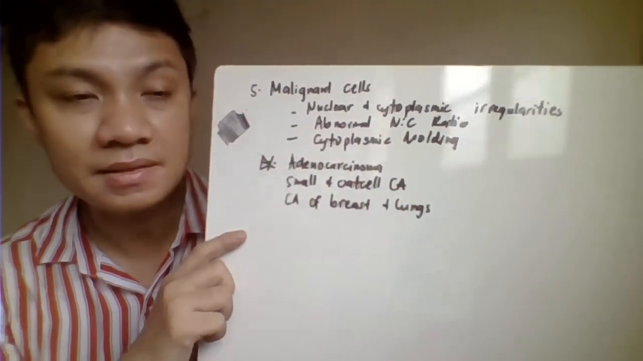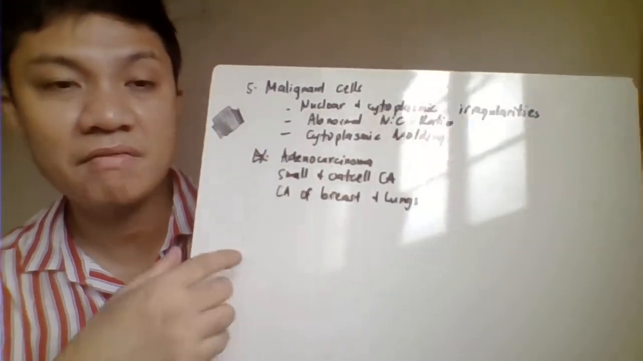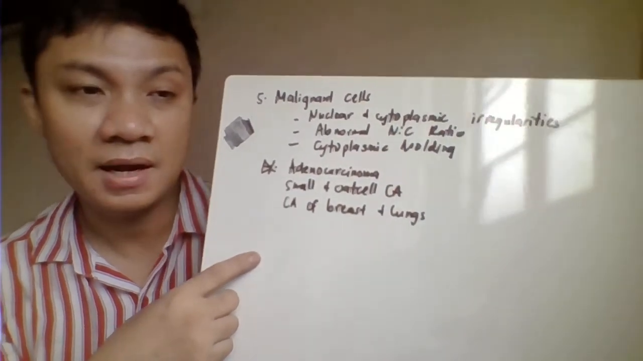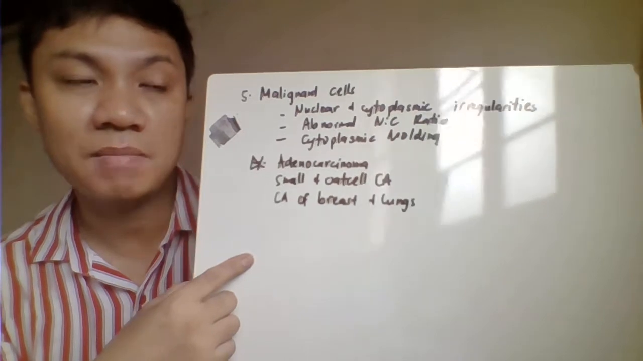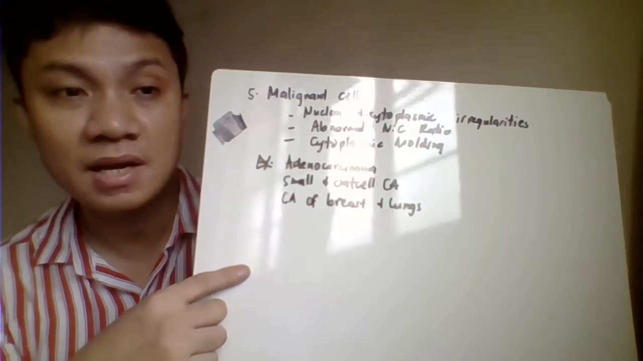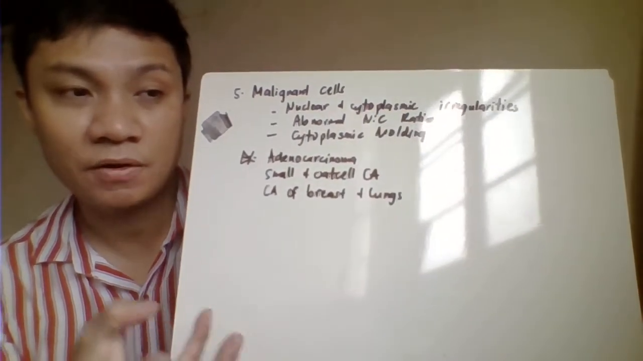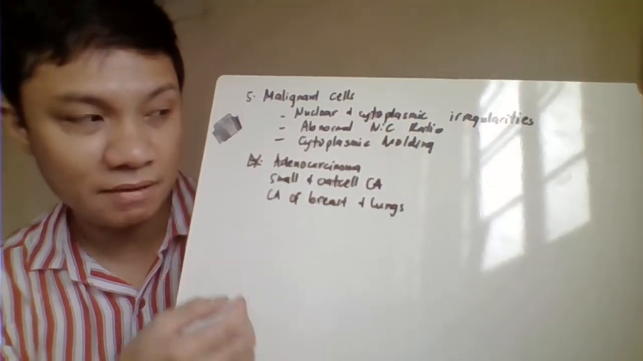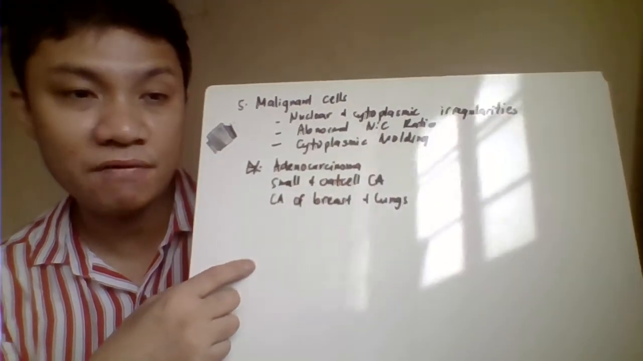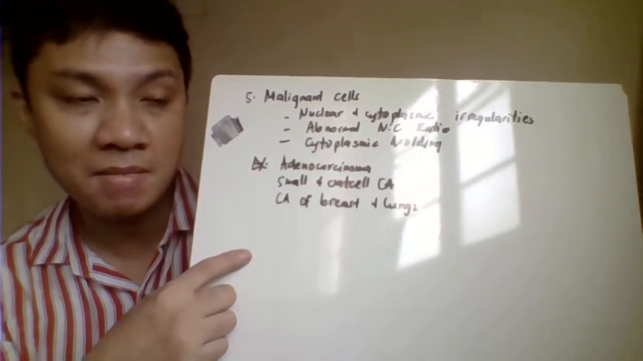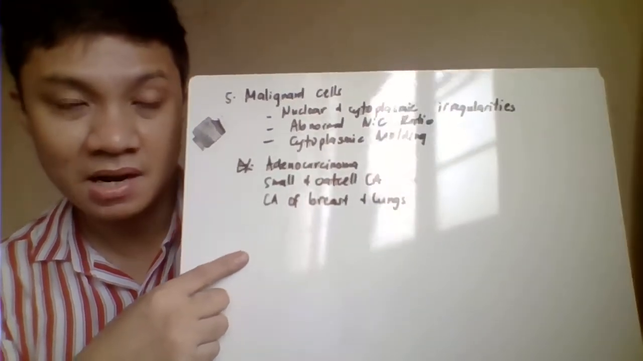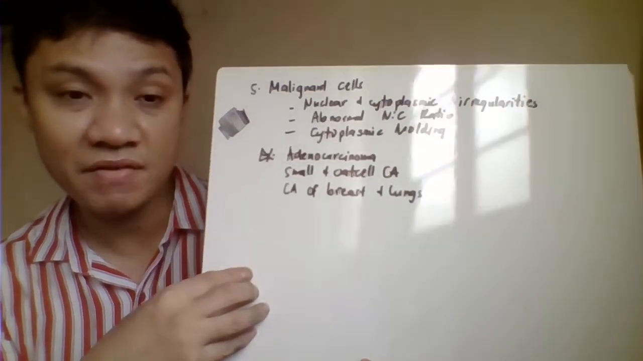Then we have the malignant cells. The malignant cells would have the following characteristics: abnormal nuclear and cytoplasmic irregularities, abnormal nuclear to cytoplasmic ratio, very prominent nucleoli, and cytoplasmic molding, or what you call community borders. Examples of malignant cells found in pleural fluid include the following: adenocarcinoma, small and oat cell carcinoma, and also metastatic carcinoma arising from the breast or even lung cancer.